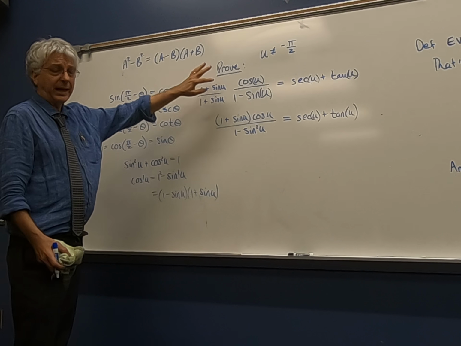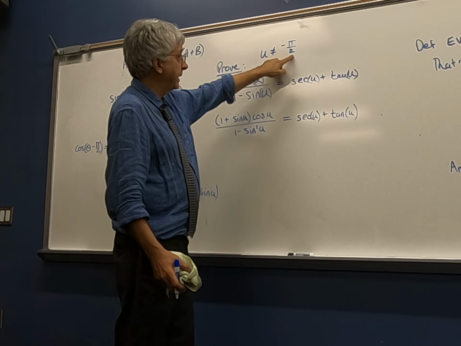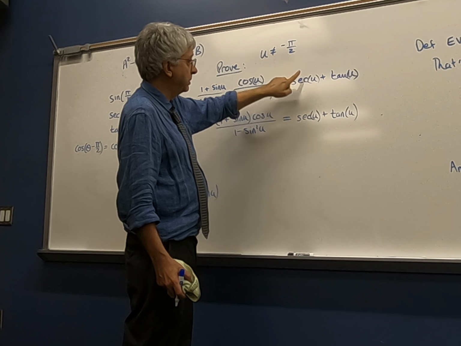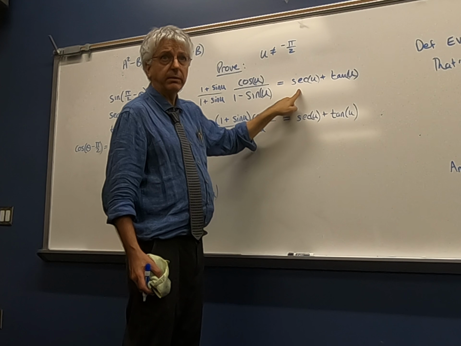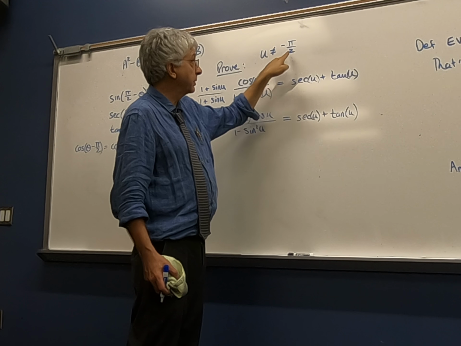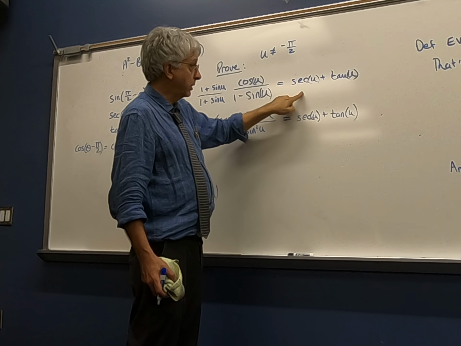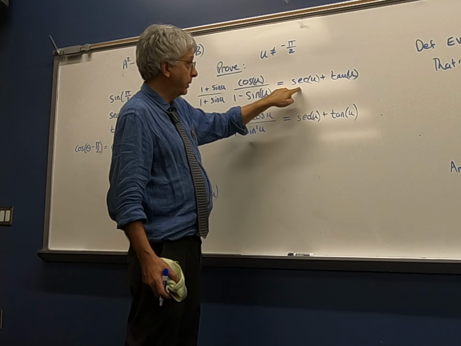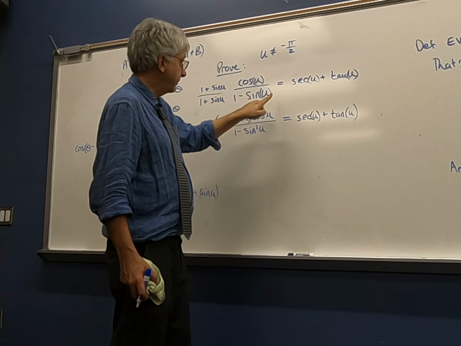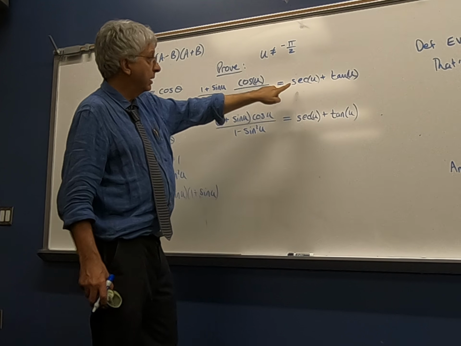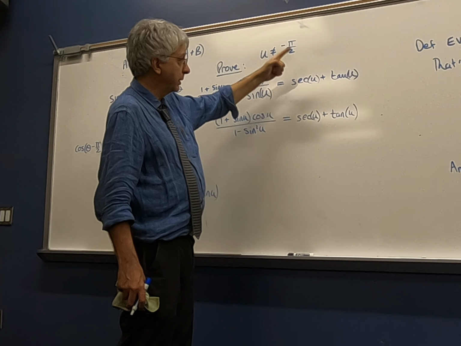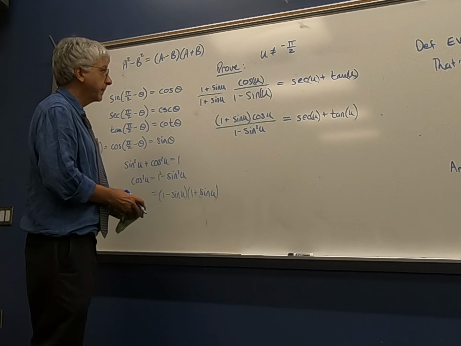So again, there's a little caveat here. If u were equal to negative pi over 2, neither of these would be defined because we'd have division by 0. Cosine is 0 here. This is 1 over cosine, so it'd be 1 over 0 at that point. So that's really not a problem. I'm assuming that u is not equal to pi over 2 or negative pi over 2 anyway.